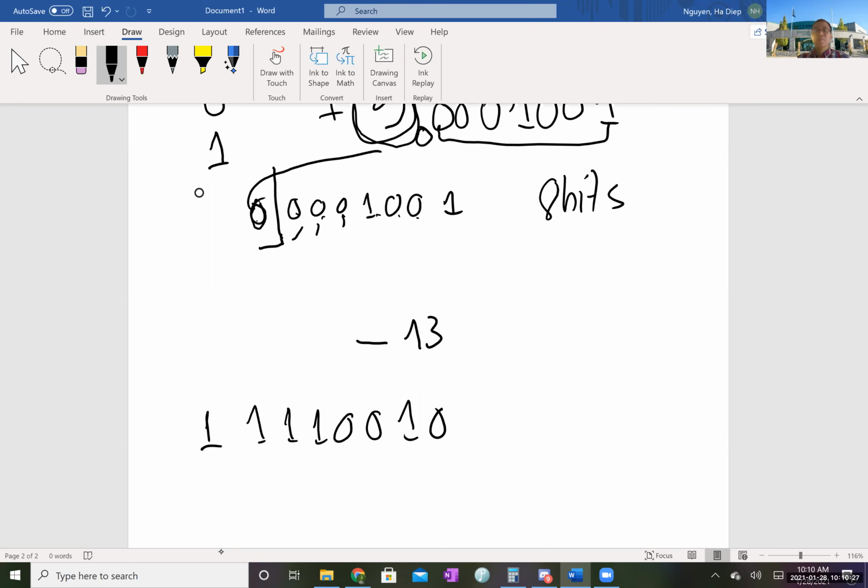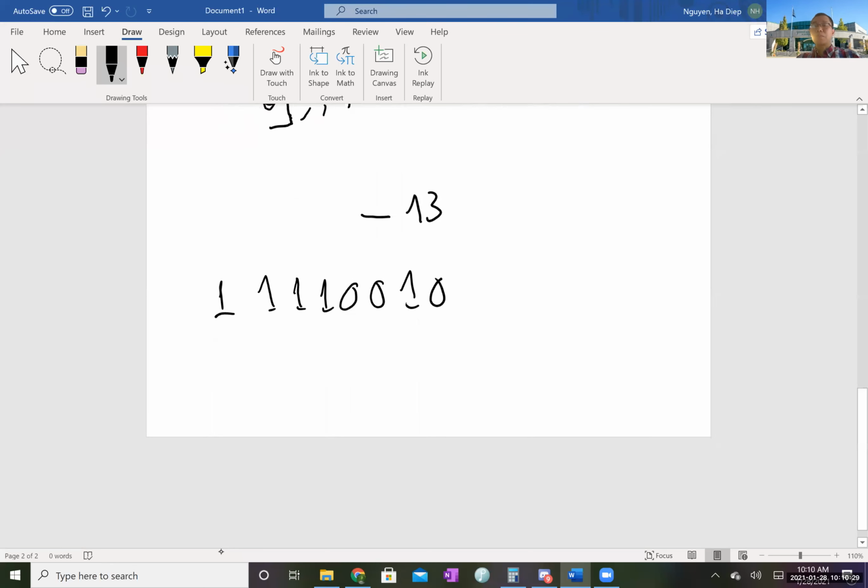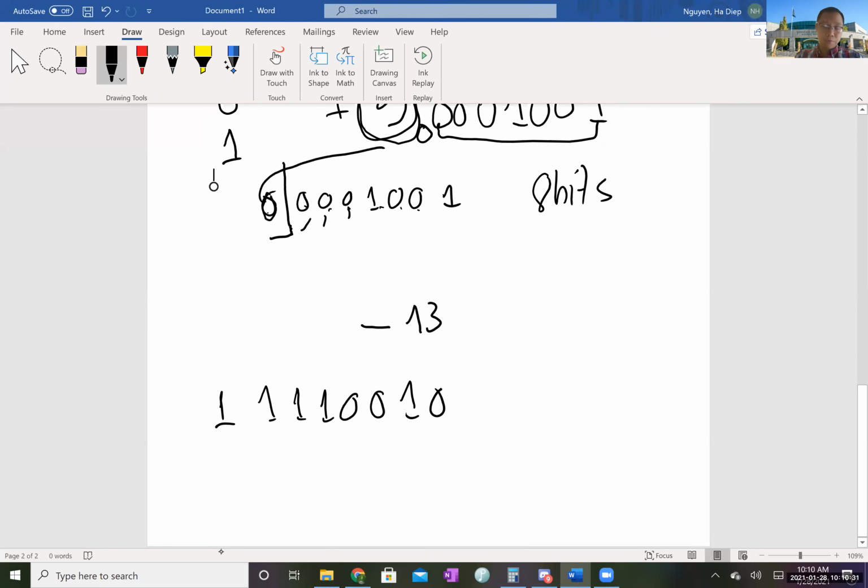Okay, so if you work with sign and magnitude, remember you always have 1 bit for the sign. This one is negative, so the number 1 is correct here, right? And in this case, forget about the sign. You have 13 in the magnitude. So when you convert 13 into magnitude, what do you have?